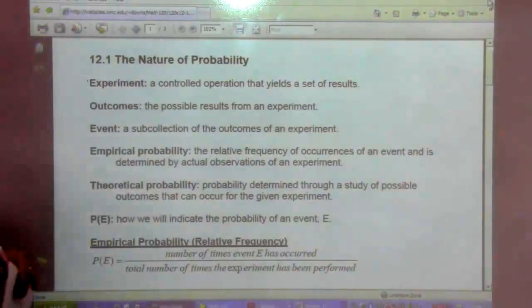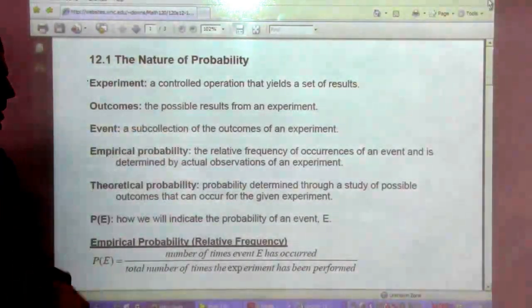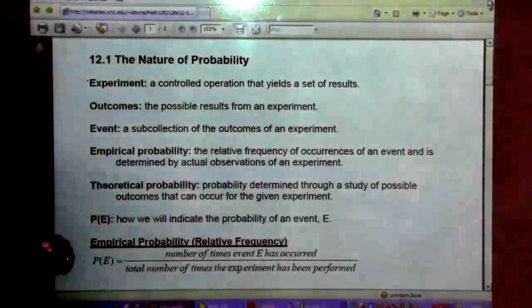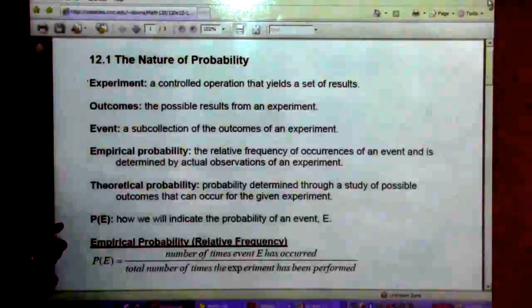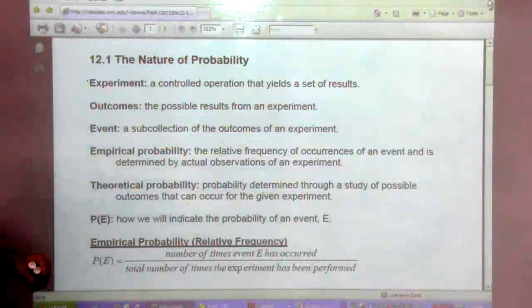An experiment is a controlled operation that yields a set of results. Outcomes are the possible results from an experiment. An event is a sub-collection of outcomes of an experiment. So, it could be all of them, or it could be a smaller group of them.